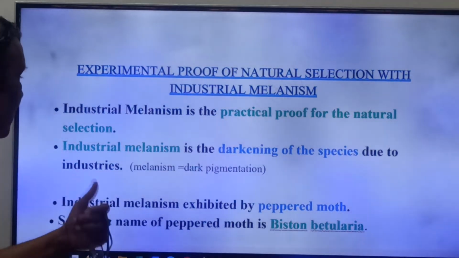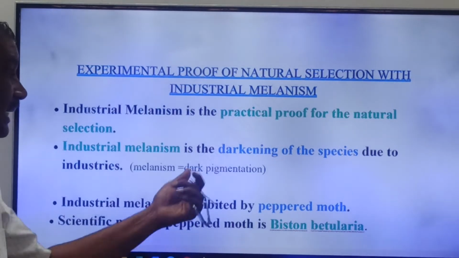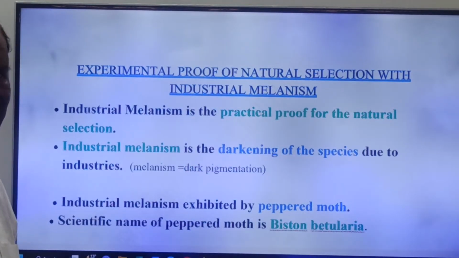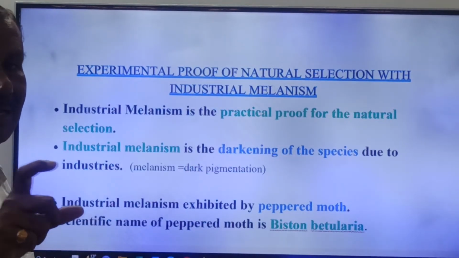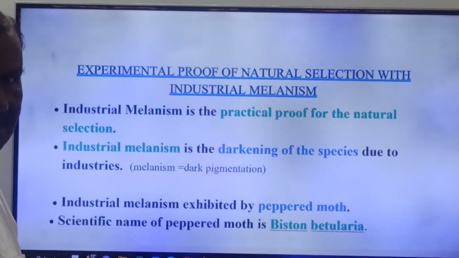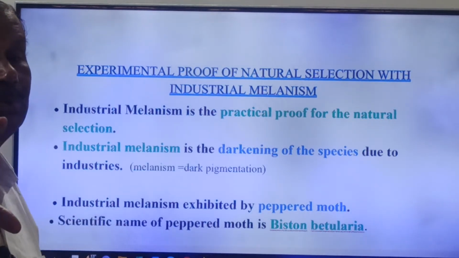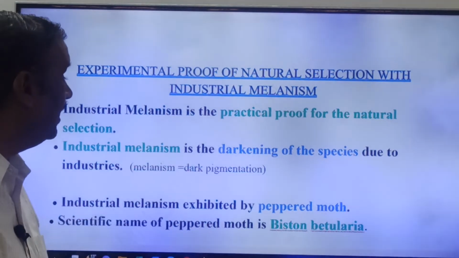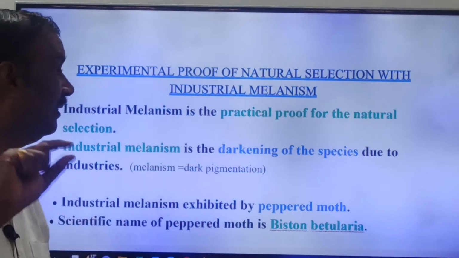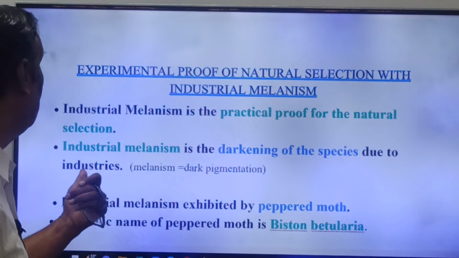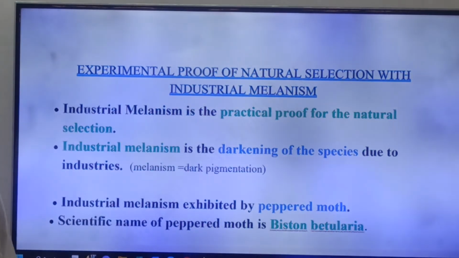Okay, friends. See, industrial melanism means what, friends? It is the darkening of the species. Change of the skin color of this animal into what, friends? Into dark color. Industrial melanism means the darkening of the species due to industries.